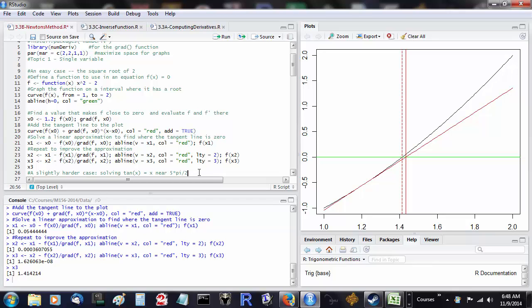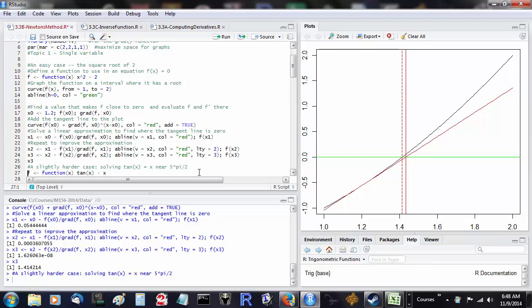Now let's try something slightly more challenging. In physics, it frequently turns out to be important to solve the equation tangent of x equals x. My first step is to define a function that I can set equal to 0. That'll be the difference between tan x and x.